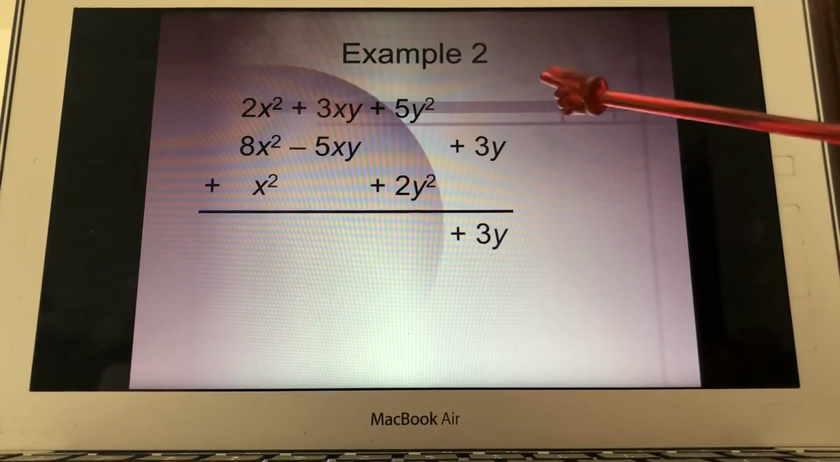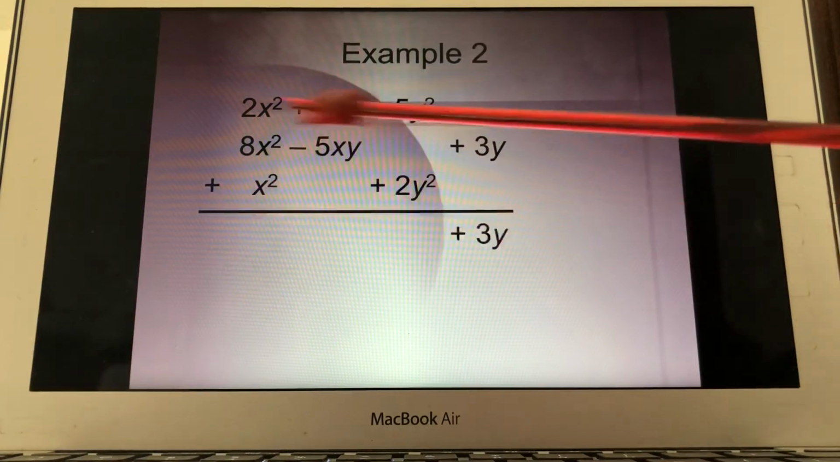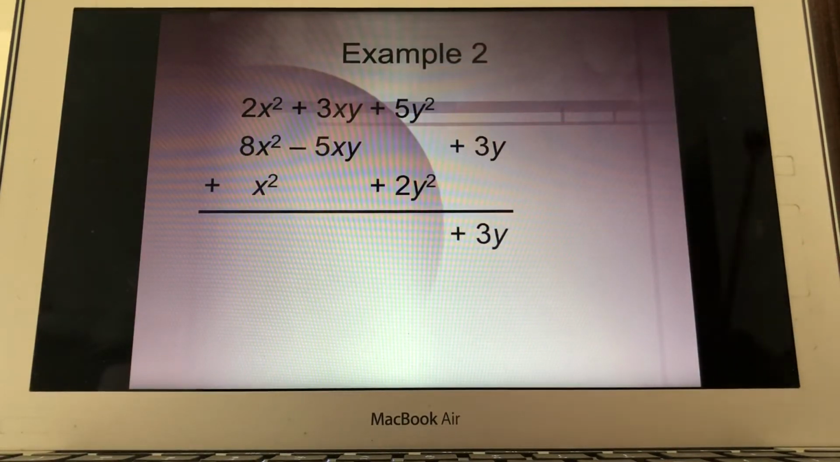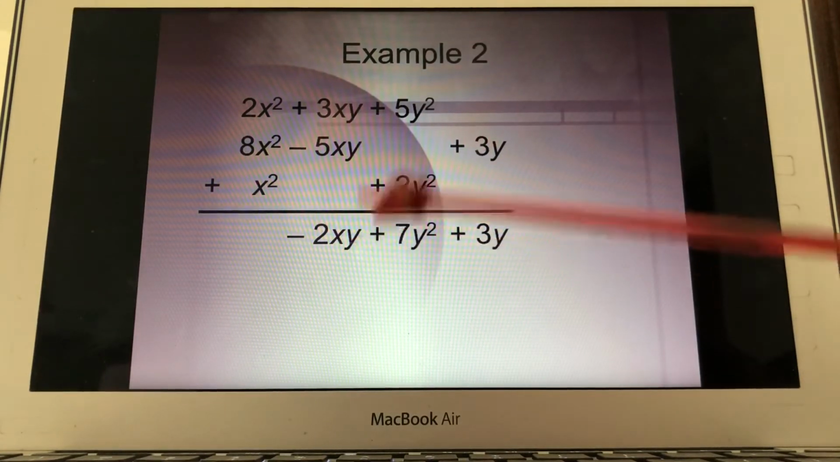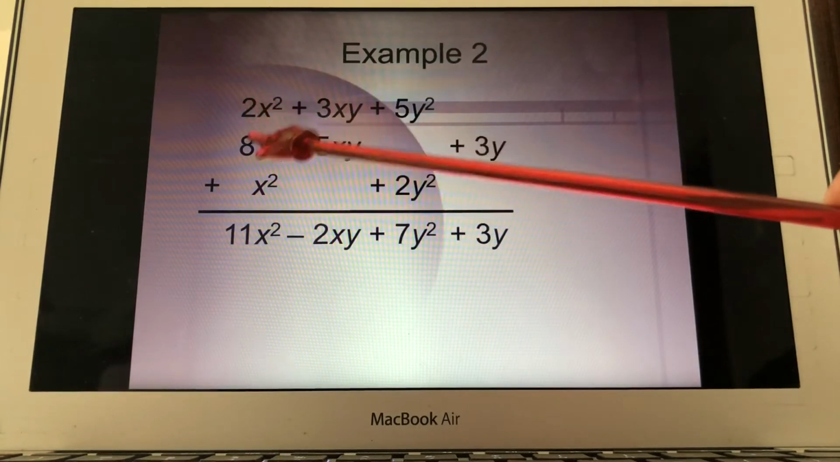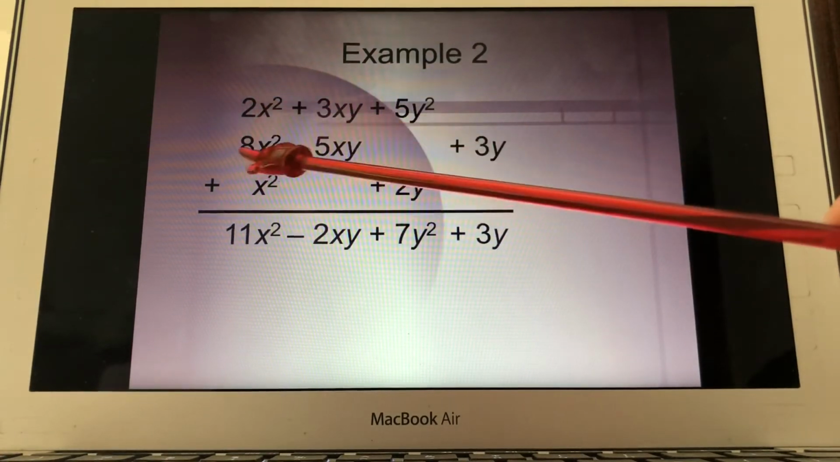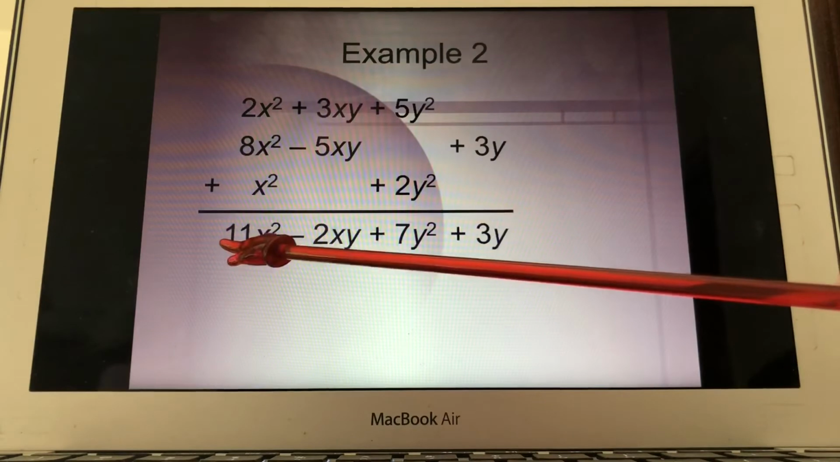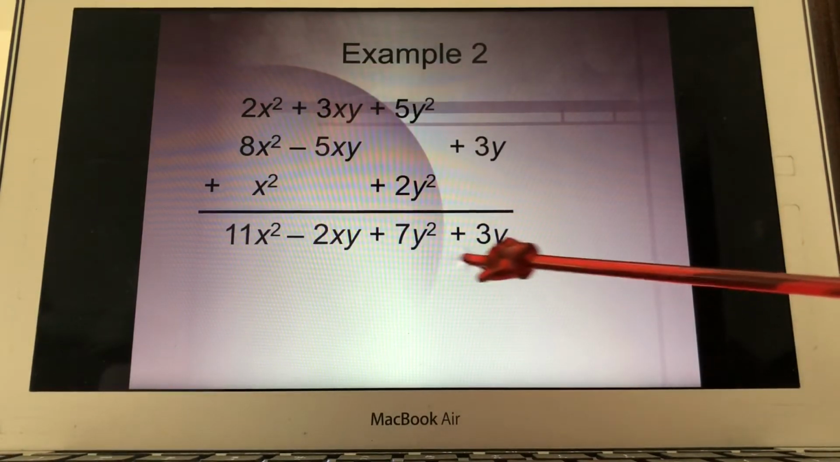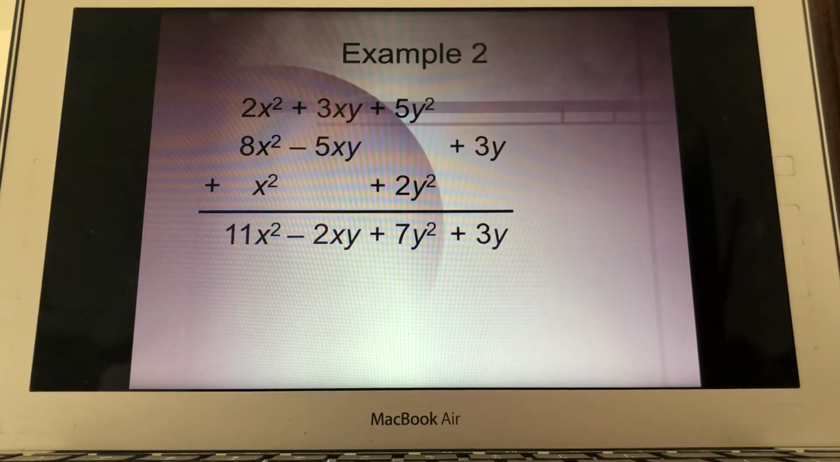All right, we're going to start from right to left. So 3y, bring those down. Next one, the y squares, you have 7y squared. Your xy's, you're going to add 3 plus negative 5, and that gives us negative 2xy. And then this one right here, 2 plus 3 plus 8 plus 1 gives us 11x squared. And there is our answer for this example.